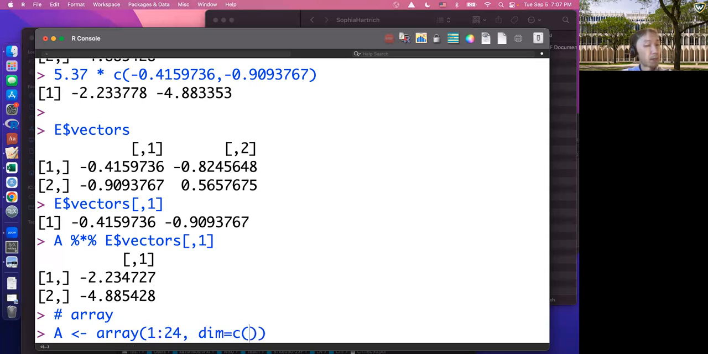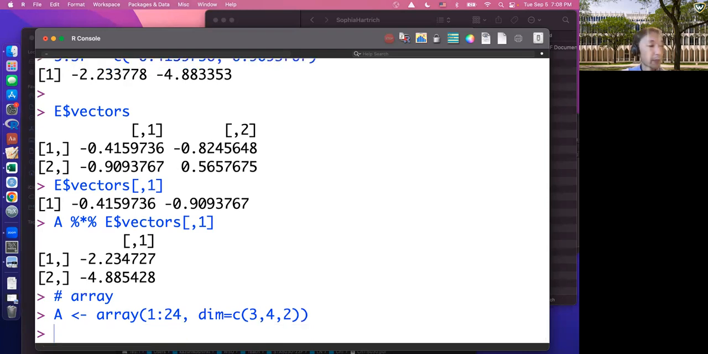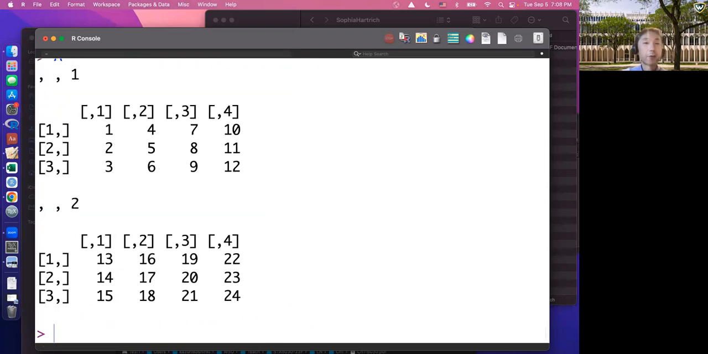And we have to specify the dimension for the first index, the second index and the third index. Here I generate 3, 4, 2, so a 3 by 4 by 2 array. So in total, we have 24 elements; 3 by 4 by 2 is 24. So A is an array. And okay, so what is A?